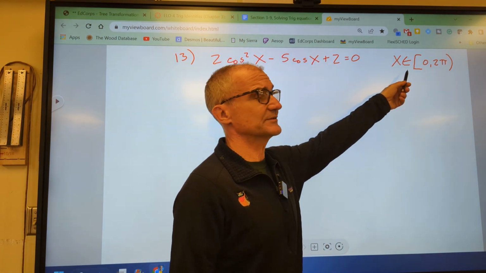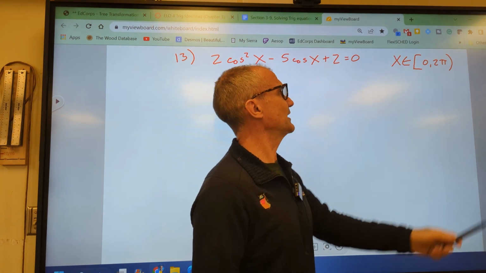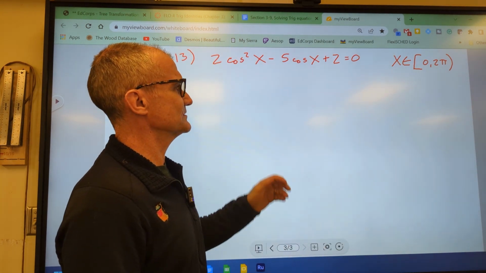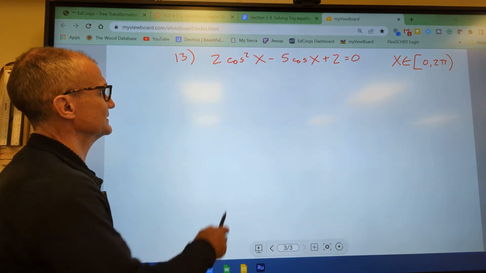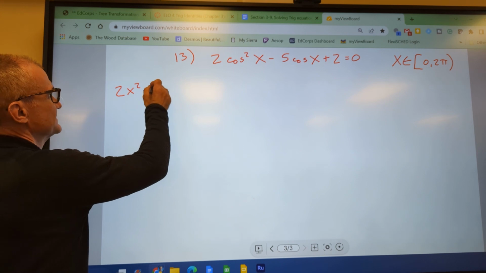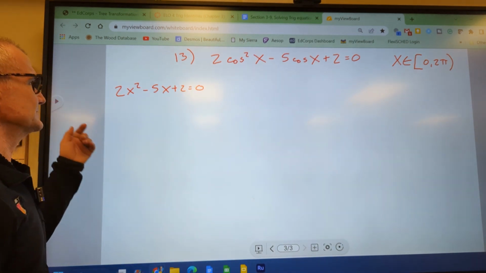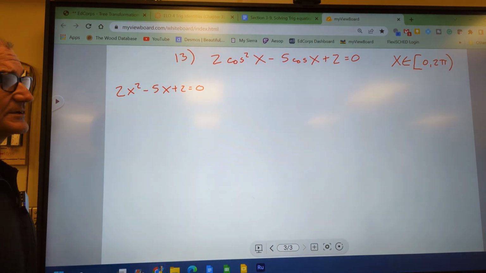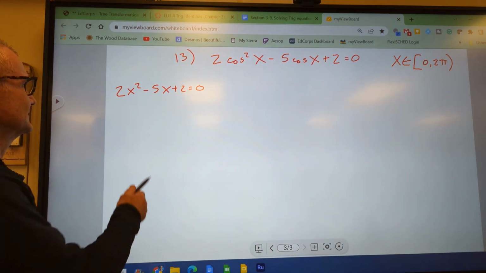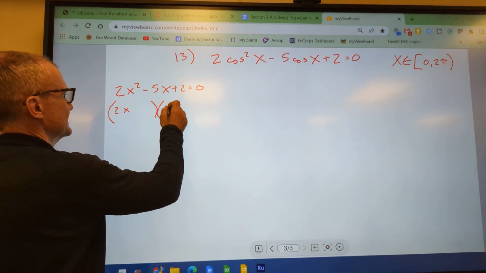The square bracket means including 0. That round bracket means not inclusive of 2 pi. So before I even start here, I'm just going to look at the algebra equivalent. If this were something like 2x squared minus 5x plus 2 equals 0, I would see that as a quadratic. Quickest way to solve a quadratic is factoring. Only factors of 2x squared are a 2x and an x.